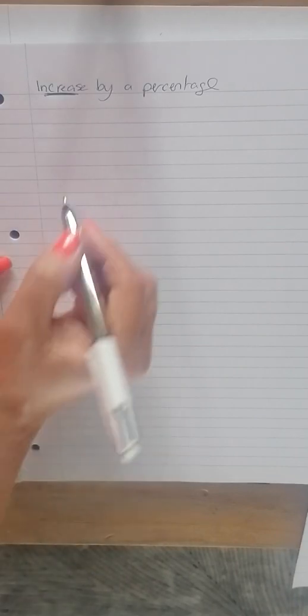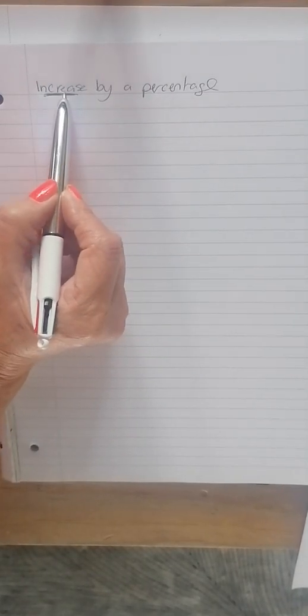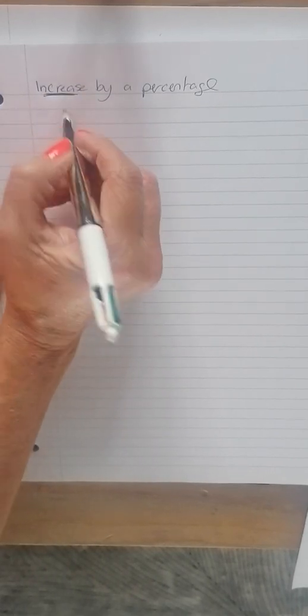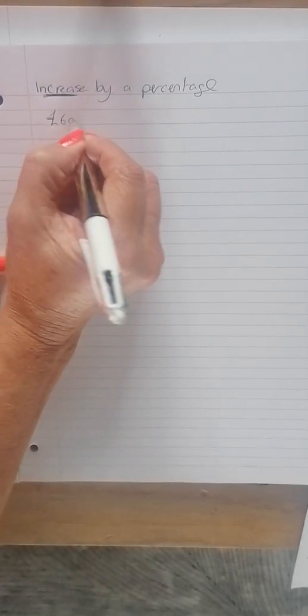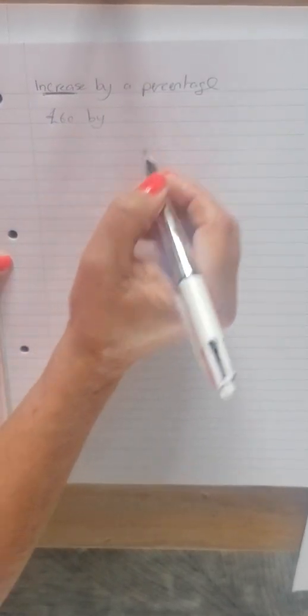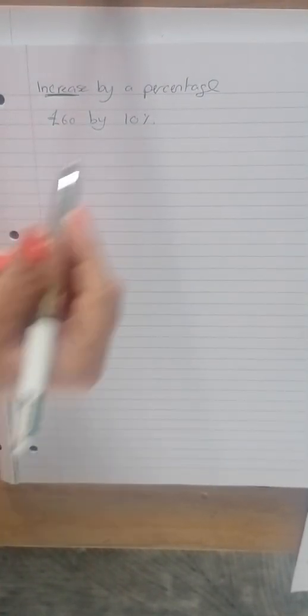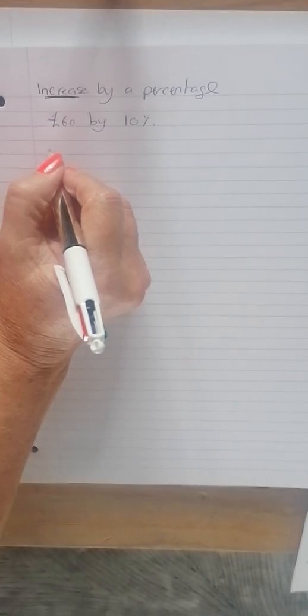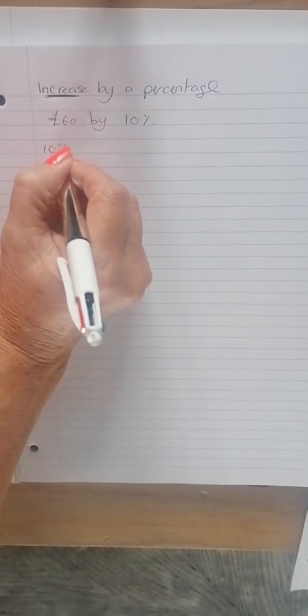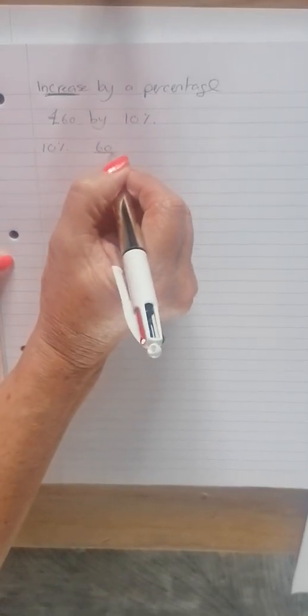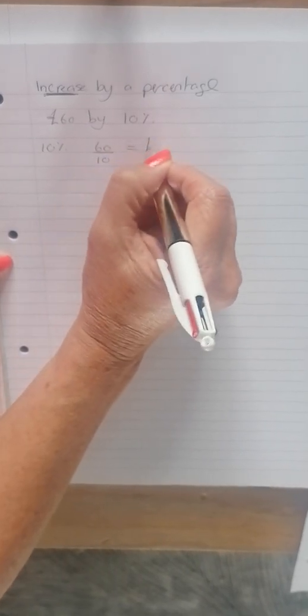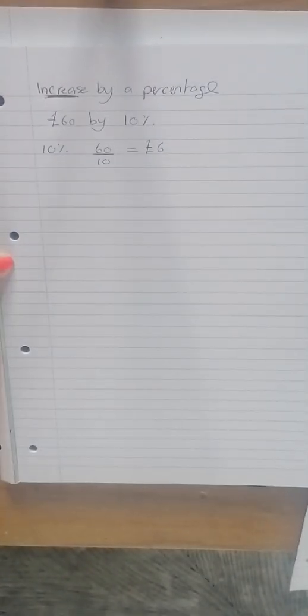So we're going to increase. That means getting bigger. Something's getting bigger when you increase. Let's say we're going to increase £60 by 10%. So like I said, check out the previous videos. I know how to find 10%. You just divide by 10. So 10% is 60 divided by 10. That'll be £6. That's step one, find the percentage.